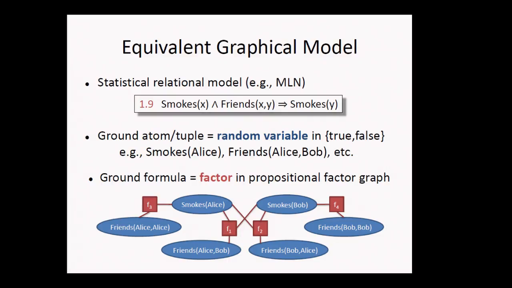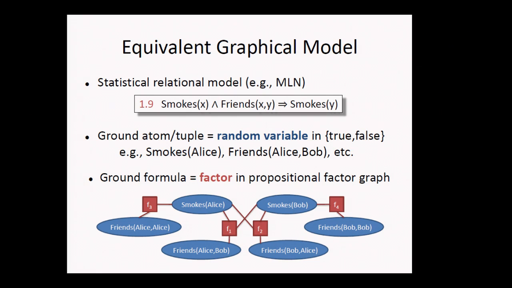So we know that if we have such a model, like the smokes friends smokes rule here, that this corresponds to a probabilistic graphical model in the traditional sense that we've been understanding them in AI and machine learning. So in terms of a probability distribution, you here have a whole bunch of random variables. They're Boolean, they can be true or false. For instance, whether Alice is a smoker, whether Alice is friends with Bob. So these are all the random variables.